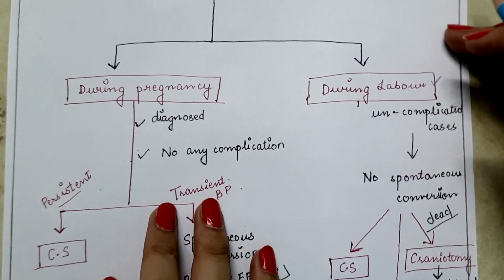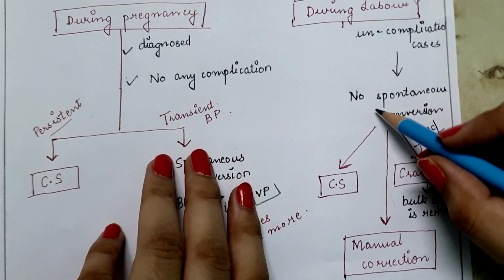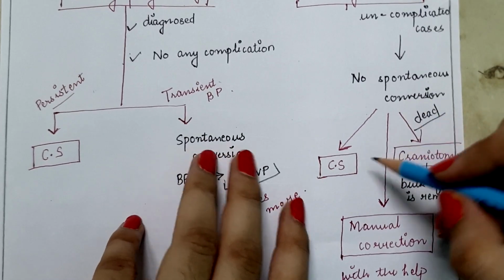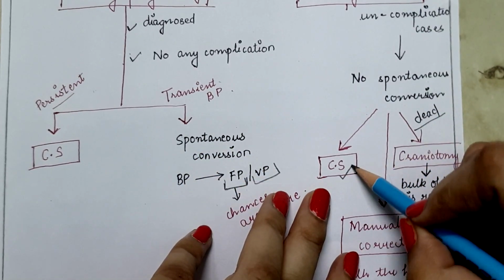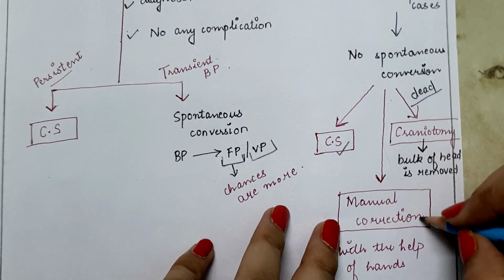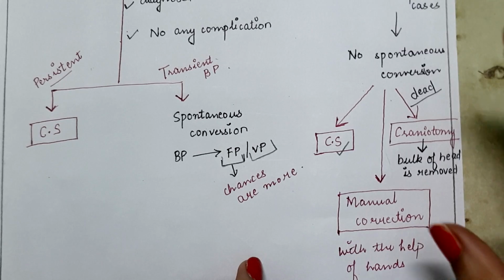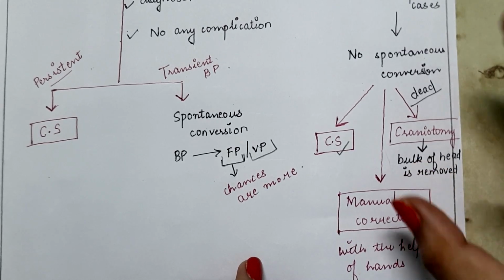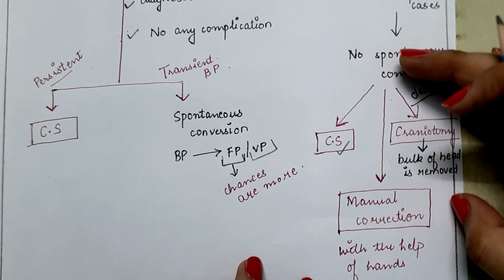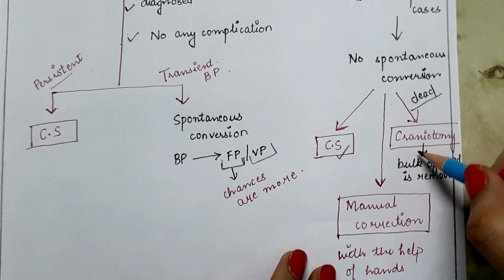During labor, in the uncomplicated cases, if no spontaneous conversion occurs, in that case cesarean section should be done, or manual correction of the brow presentation should be done. Means with the help of hands, pressure is applied so that the brow presentation is either converted into face presentation or into the vertex presentation. Or the third is craniotomy.